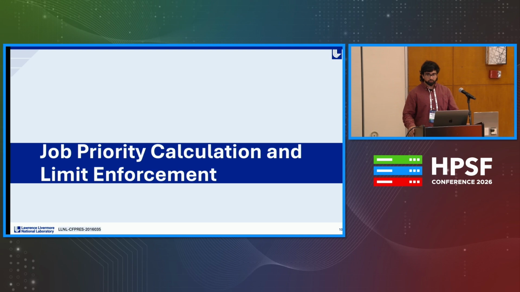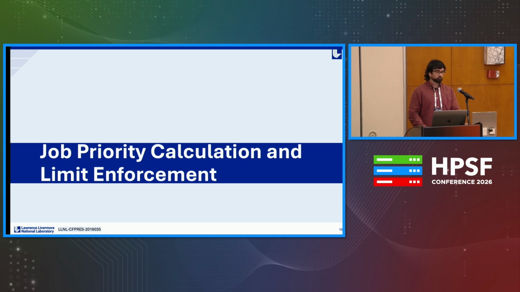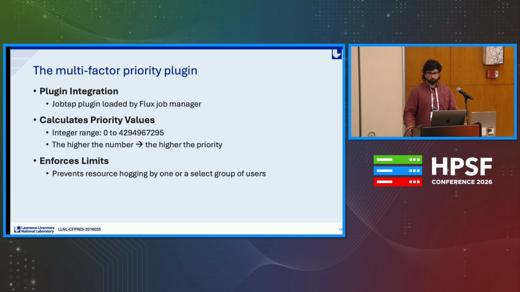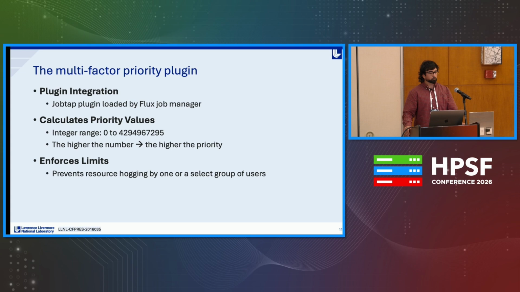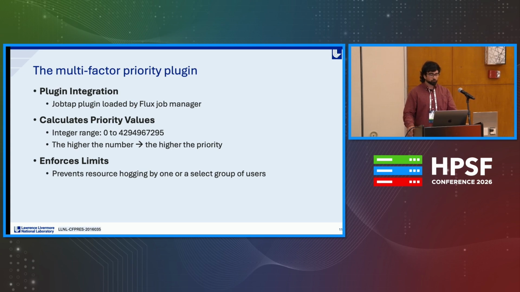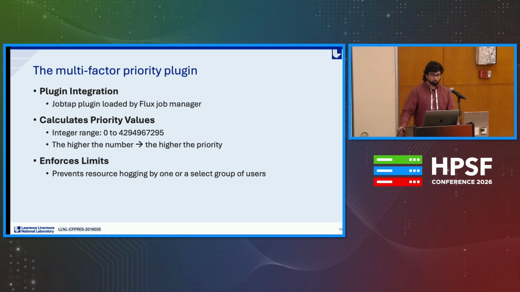All right, so we'll dive into how job priorities are calculated and how limits are enforced on a Flux system instance. So flux-accounting provides a multi-factor priority plugin, a job tab plugin that Hobbs was talking about a little while ago. This is loaded by the Flux Job Manager, and one of its sole responsibilities is to calculate priorities for a job as they're submitted to the system instance. It considers a number of factors, but the end result is just an integer priority that ranges from 0 to a really big number, over 4 billion, where basically the higher the number, the higher the priority for the job.